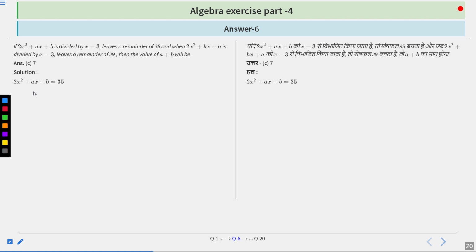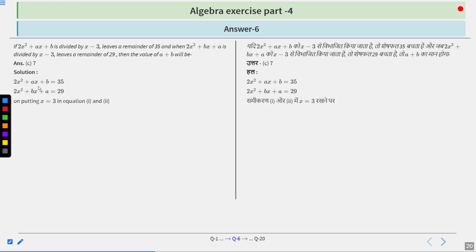So we were given the equation 2x square plus ax plus b, and it left a remainder of 35. That should be equal to 25. Then 2x square plus bx plus a was the other equation, and when divided by x minus 3, it was leaving a remainder of 29. That is equal to 29.